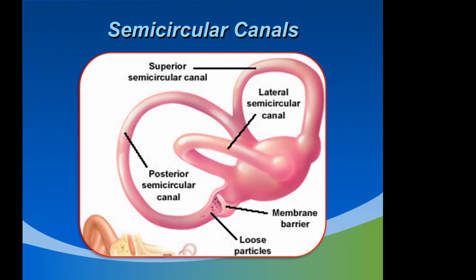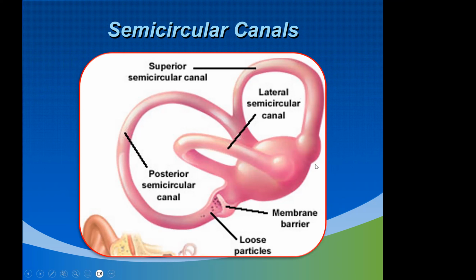There are three movements now. One movement is of the head forward and backward. The sensor is the superior one. One movement of the head is sideward, this way. That is sensed by the posterior. And one movement is towards the side of the body. That is the lateral. So these three together form one unit, and there is a vestibule and a saccule.